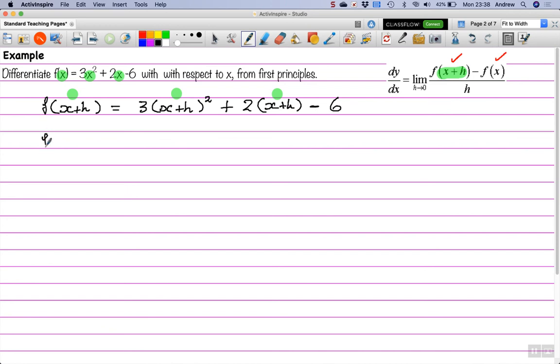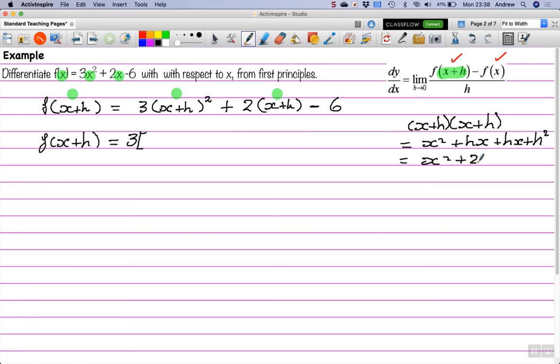Go to a new line and work it out. F of x plus h is equal to 3. Now I have to work out what's inside the bracket. I can go off to one side and do it, which is what we would normally do over here. I'm going to do the expansion of x plus h all squared, but x plus h all squared is just x plus h times x plus h. X times x is x squared plus hx plus hx plus h squared. And that simplifies to x squared plus 2hx plus h squared.